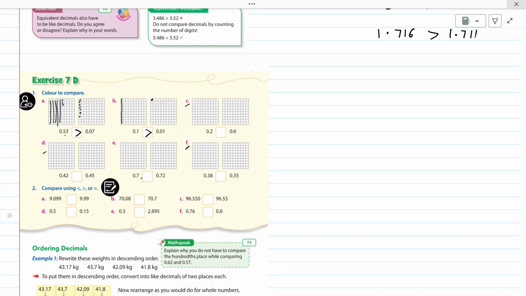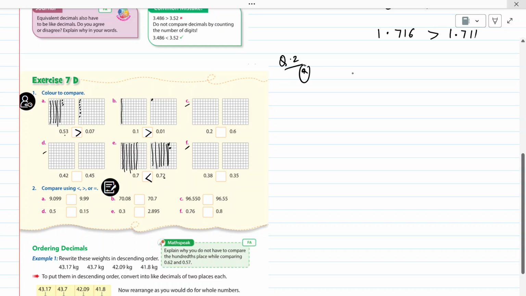Here in part E, we have 0.7. That means 7 portions are shaded: 1, 2, 3, 4, 5, 6 and 7. These 7 parts are shaded, and here we have again 7 parts: 1, 2, 3, 4, 5, 6, 7. These are shaded, and then at the 100th place 2 more parts are shaded, this and this. So we can see that this is a bigger portion. So 0.72 is greater.